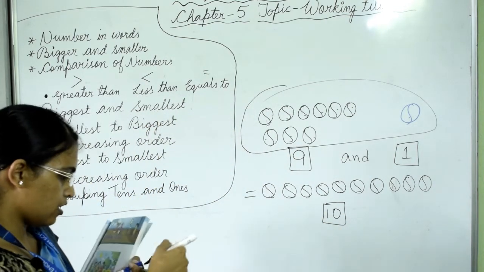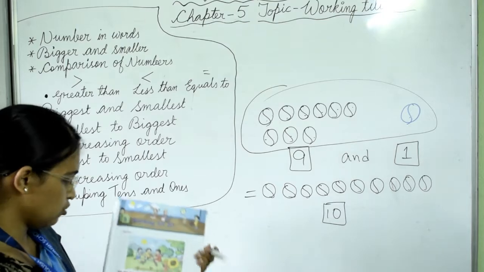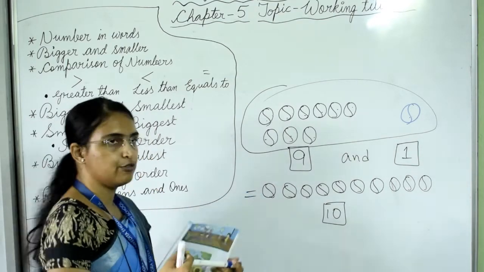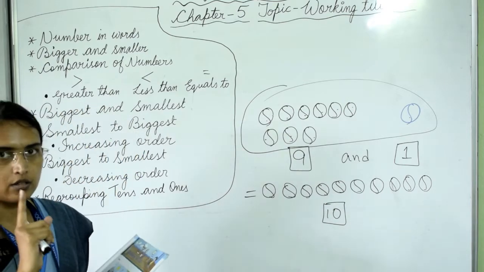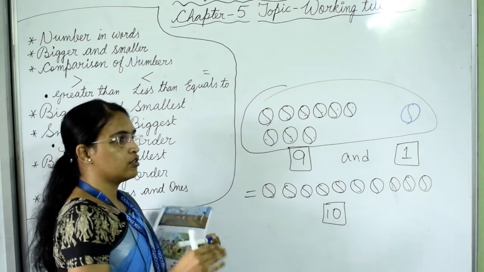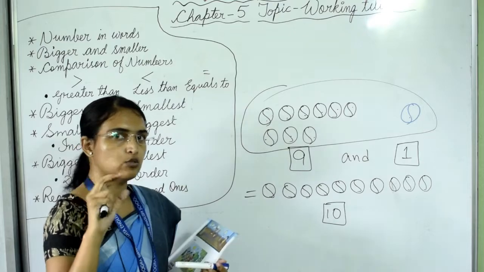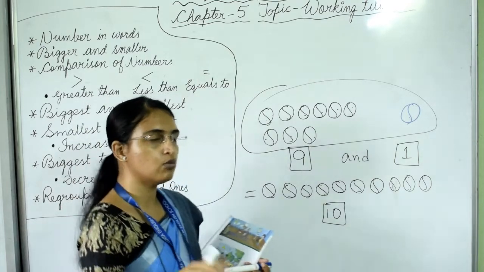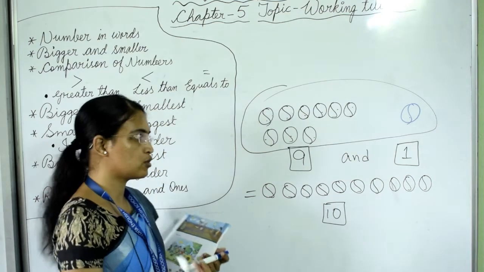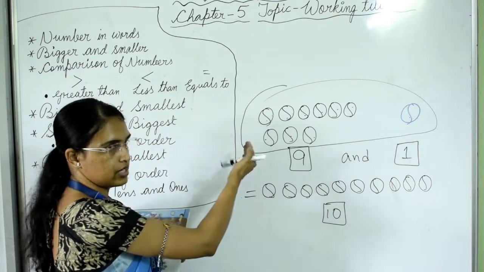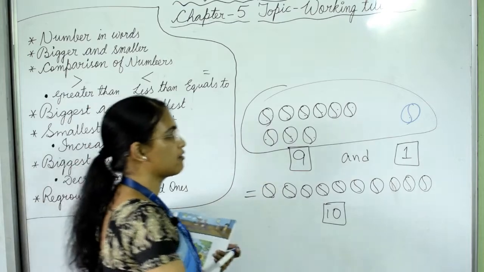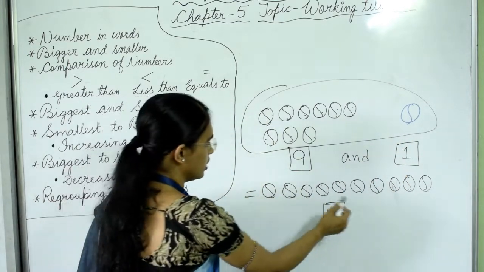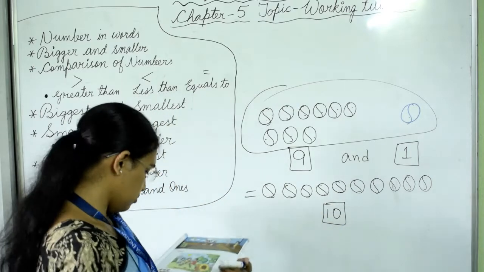So whatever number you have from 1 to 9, if you add one more number or two more numbers, then it becomes what? Suppose you have 9 balls and I have given you one more ball, then how many balls do you have altogether? 10 balls.